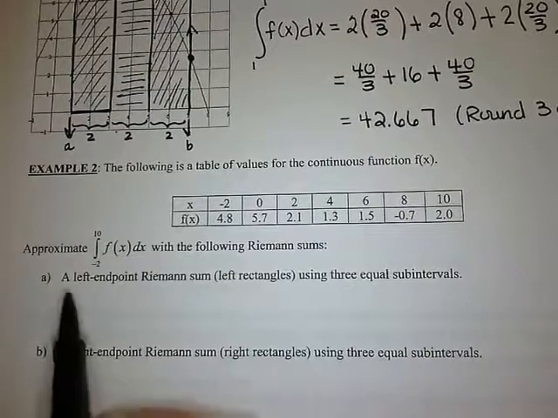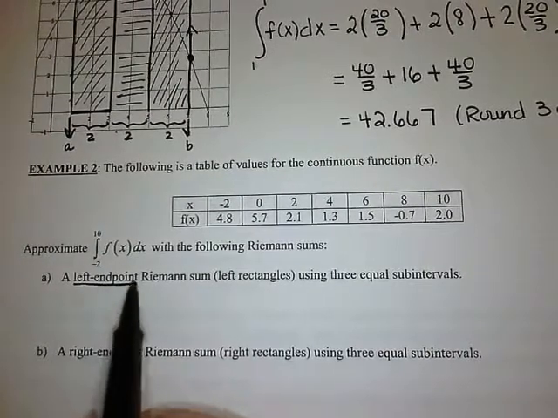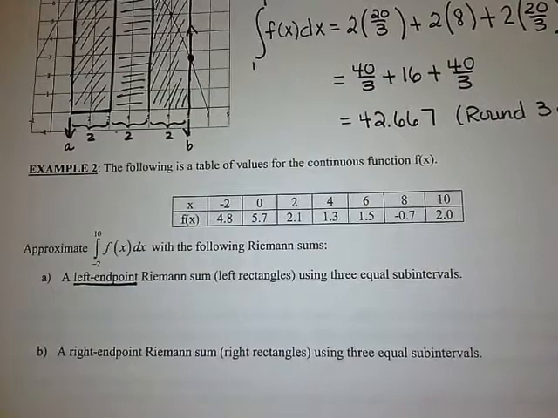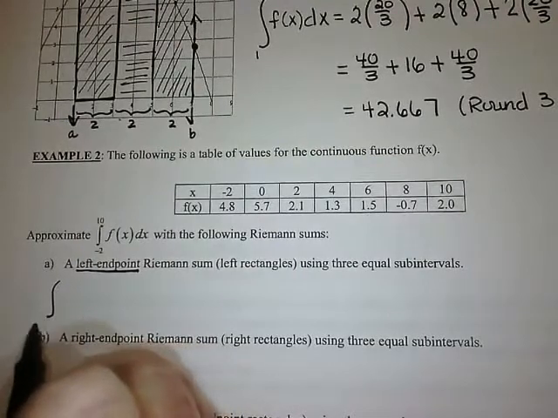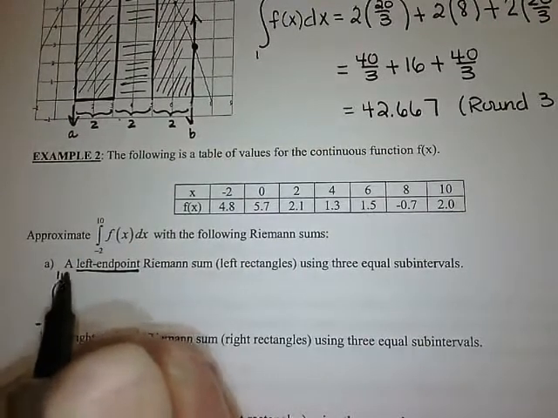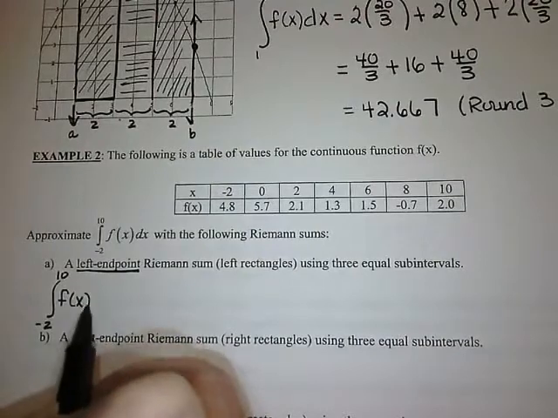All right, so the first way is we're going to use what is called a left endpoint Riemann sum, which is just like we did up in example number 1. So we're going to do the area from -2 to 10 of f of x dx.